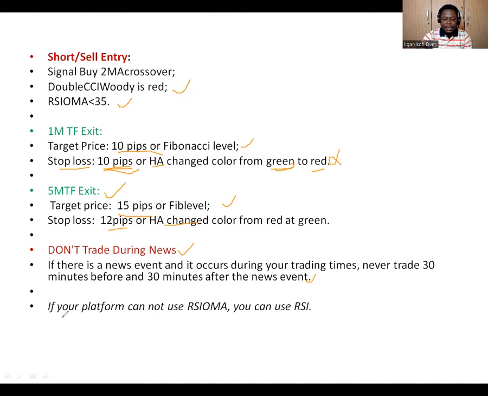And he's also saying that if your trading platform is not able to use the RSIOMA indicator, you can use the RSI in place of the RSIOMA indicator. So he's saying that sometimes on some of the platforms, you may put the RSIOMA indicator and you will not see it coming. If yours is like that, you can use the RSI indicator in place of the RSIOMA indicator. But if you are going to be using the RSI in place of the RSIOMA, this is the rule you should observe.